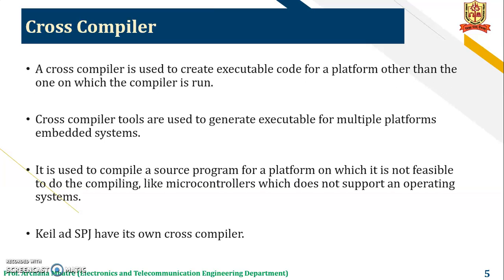Next is the cross compiler. A cross compiler is used to create executable code for a platform other than the one on which the compiler is run. So it is used to create the executable code of your program. Cross compiler tools are used to generate executables for multiple platform embedded systems. It is used to compile a source program for a platform on which it is not feasible to do the compiling, like microcontrollers which do not support an operating system. Keil software has its own cross compiler.